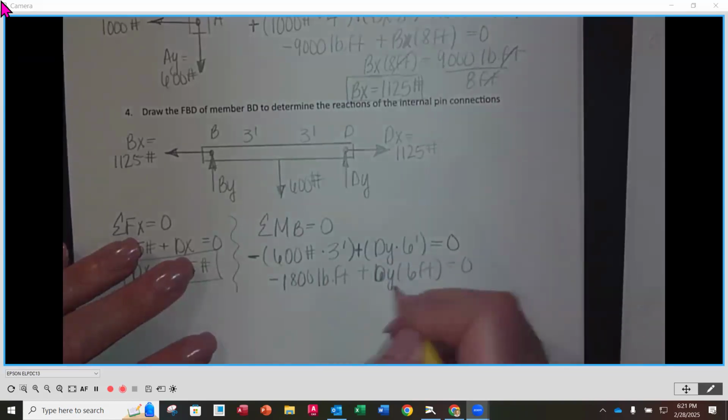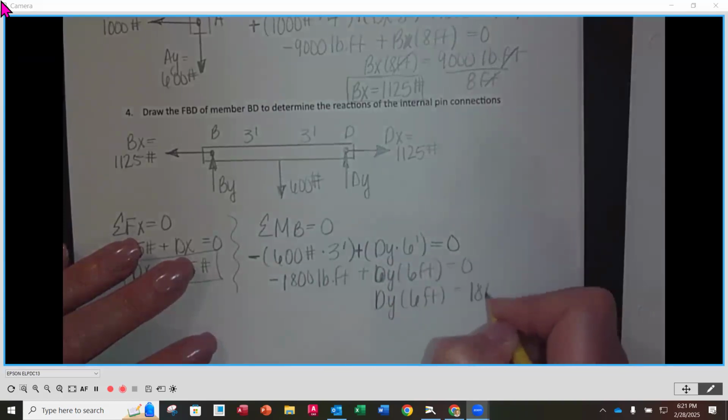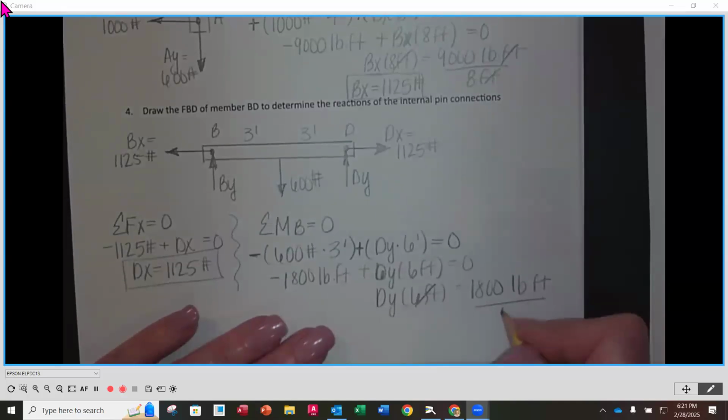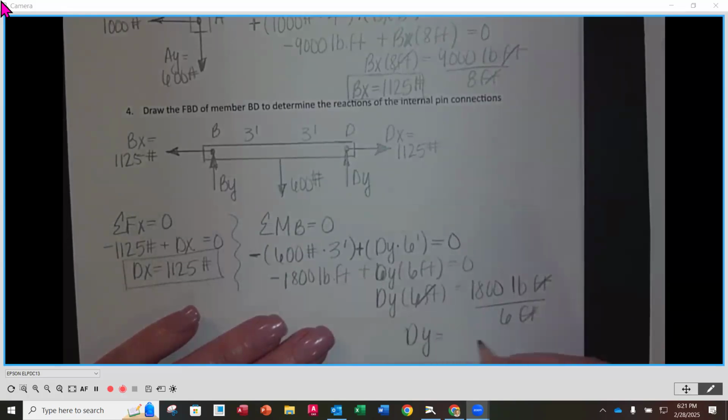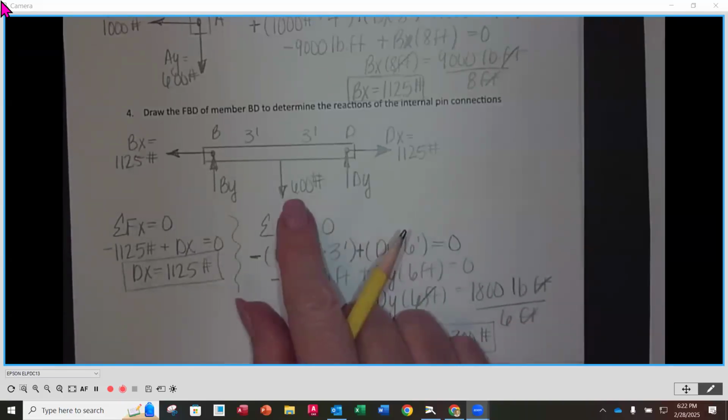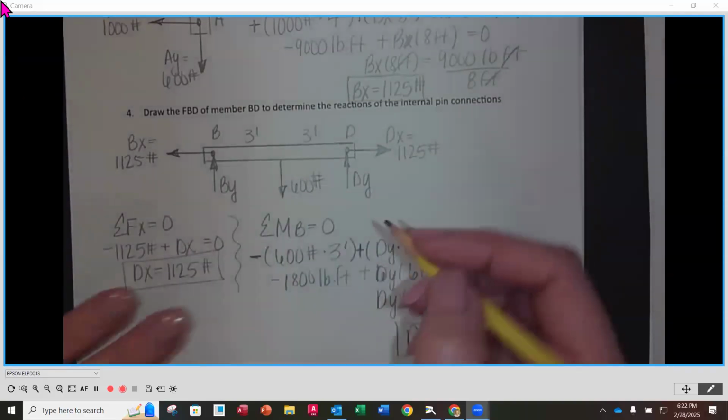Move that to the other side. DY times 6 feet is equal to 1,800 pound-feet. 6 feet, divide on both sides. DY is going to be equal to 300 pounds, right? And pounds are left over, it didn't cancel. And it kind of makes sense, right? If 600's in the middle here, we're expecting half and half to be on the other side.